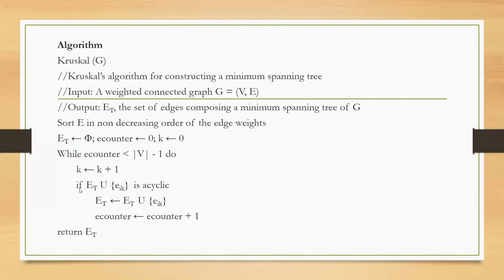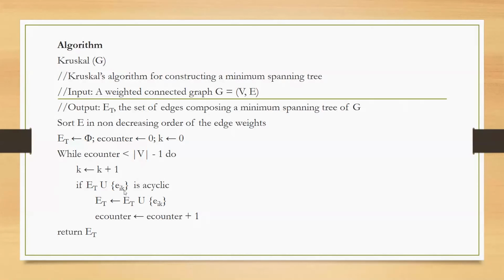Okay. Now, what you are supposed to do is take the minimum edge, whichever comes first from that list of edges, because it contains the minimum cost. If ET union E_iK, if ET union E_iK is E_i1, because K is 1.